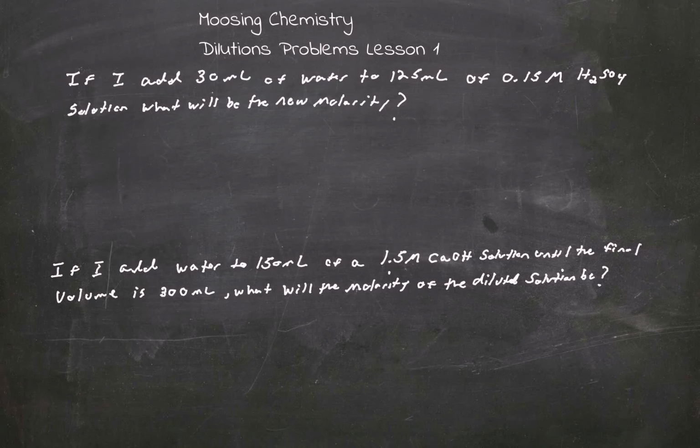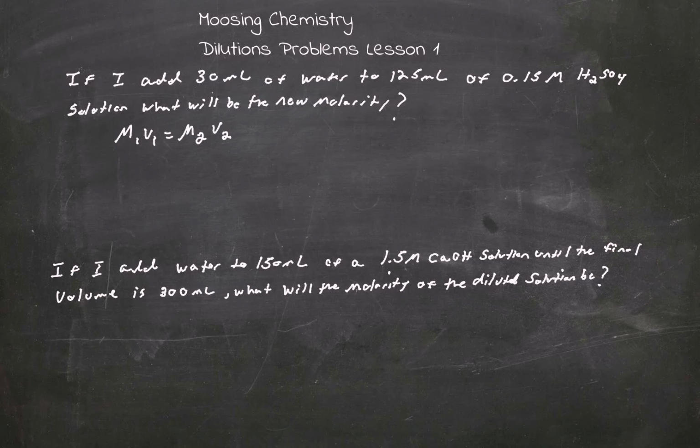Today's lesson is Dilution Problems Lesson 1. This deals with dilutions, which means we're changing the molarity of a solution by adding or subtracting water to the solution, for example. Okay, so the equation that we're really interested in is M1V1 equals M2V2. I know there are other ones out there, but we're going to start with this one.